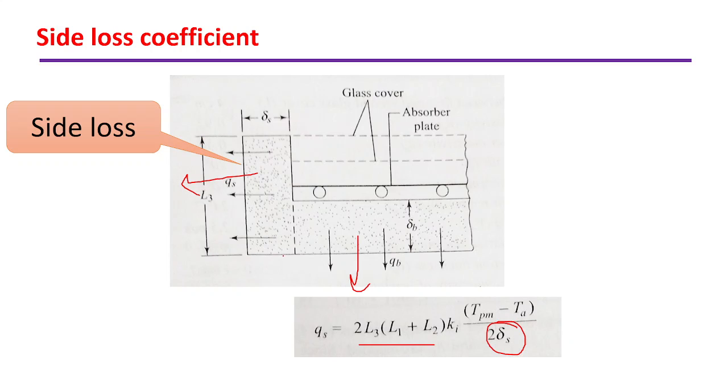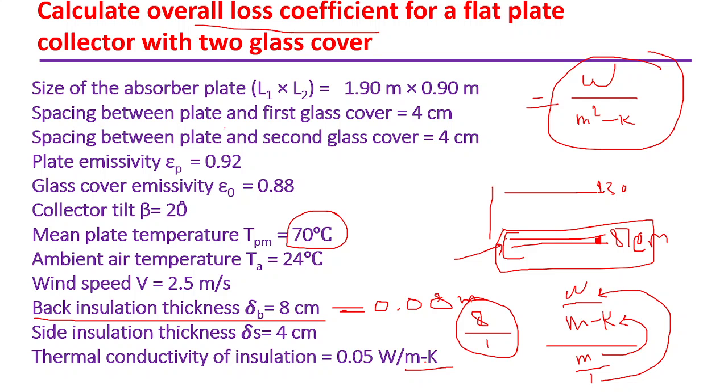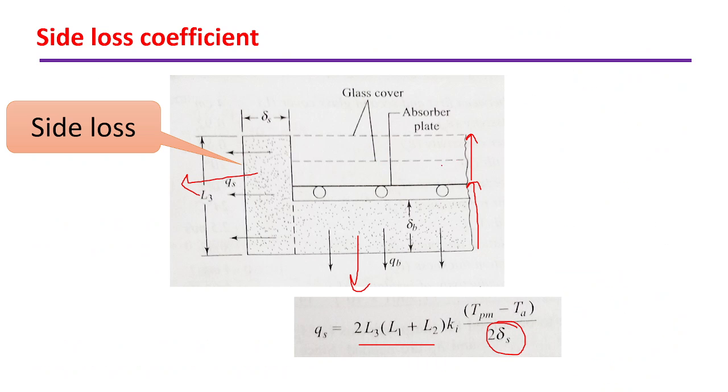So the total length means from the plate to the first glass cover, and from the first glass cover to the second glass cover. If you go to the problem, the space between the plate and first glass cover is 4 centimeter, and the space between the plate and second glass cover is 4 centimeter. So this is 4, this is 4, so the total length will be 8 centimeter, meaning 0.08 meter. Correct. Now you have the value for L3. What is the value for the Ki? 0.05.